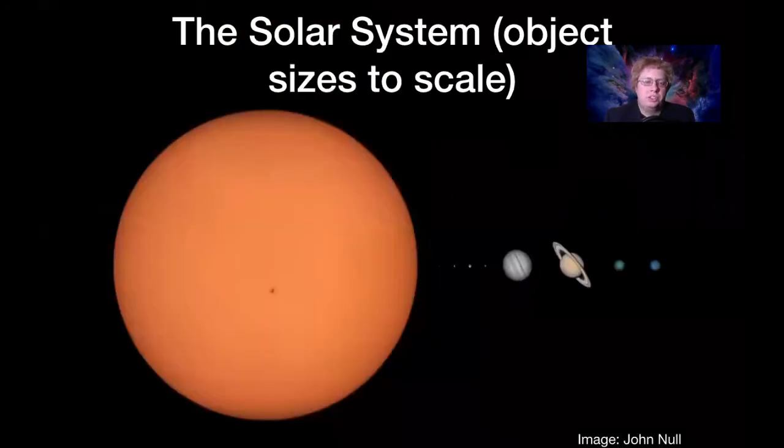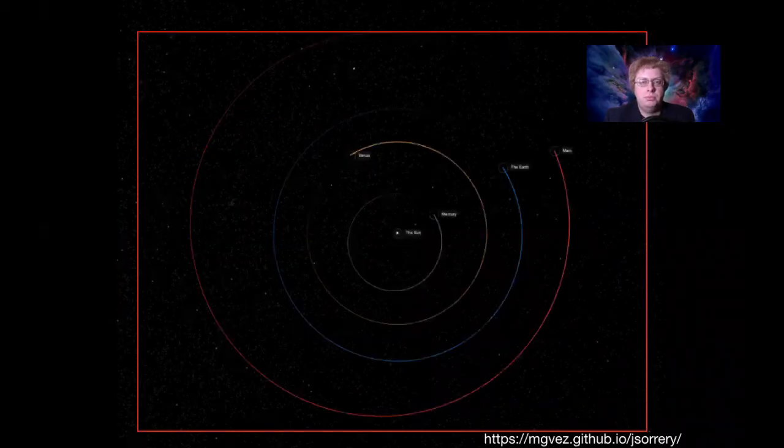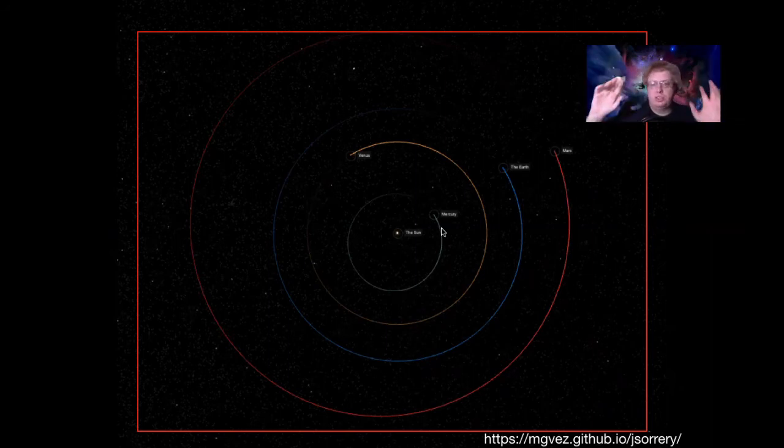Here's what the sizes of these objects look like to scale. The sun is by far the largest object in the solar system, and it's also the one that has the most mass, the most heft. You can't even see Mercury on this basically. It's this tiny little speck here, and the smaller planets like Earth are barely visible compared to the giant sun. The planets orbit in roughly the same plane. They all seem to be orbiting around in roughly the same direction and roughly without much skew between each other.